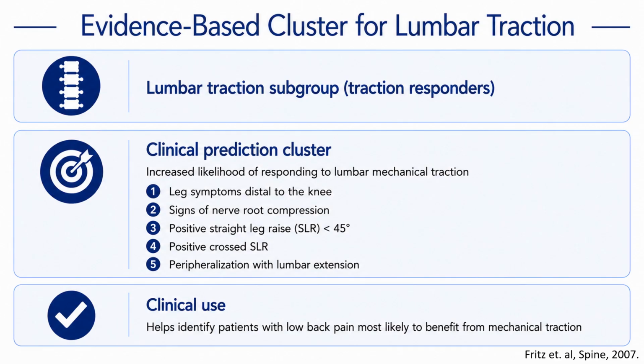These patients present with signs of nerve root involvement, such as leg symptoms distal to the knee, positive straight leg raise testing, and peripheralization with extension. At first glance, this may look like a flexion-based pattern. However, that is not the case.